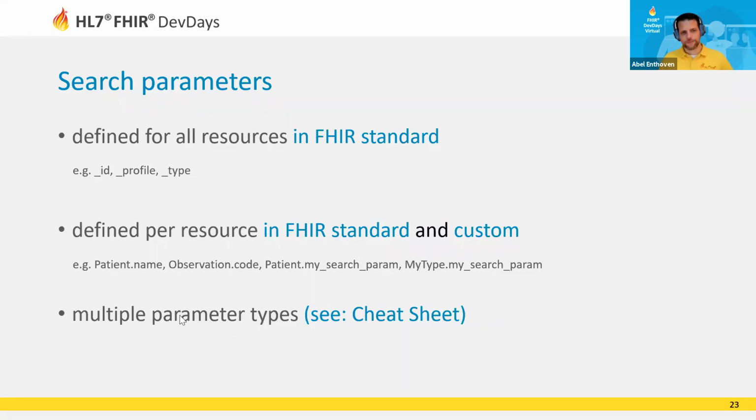Parameter types is a different story. Every parameter has a type, like name, for example, has the type string. And every type of parameter has some limitations. I've included a cheat sheet in this presentation, so you can read about that yourself when you get the presentation. It's going to be available for you. I'm not going to talk about it because it's going to be too long a story.